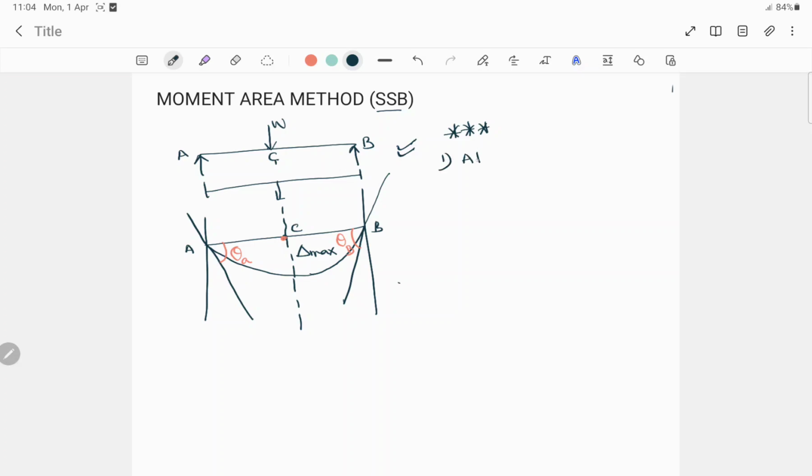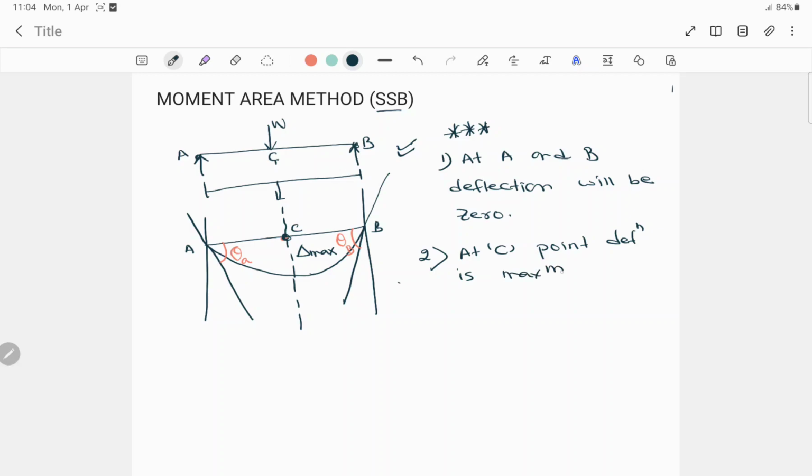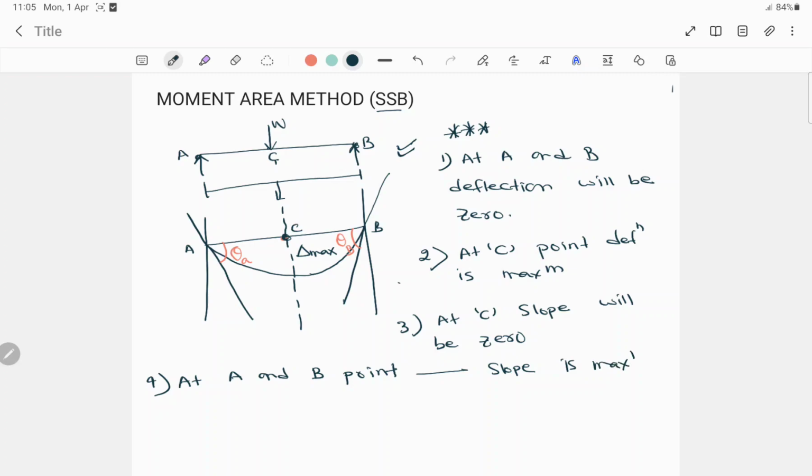The first point is that at A and B the deflection will be 0. The second point is that at point C the deflection is maximum. The third point for this simply supported beam is that at point C the slope will be 0. And the fourth point is that at A and B the slope is maximum.